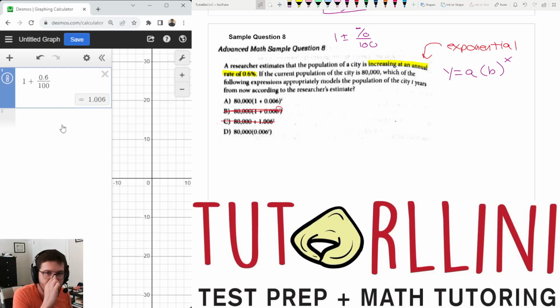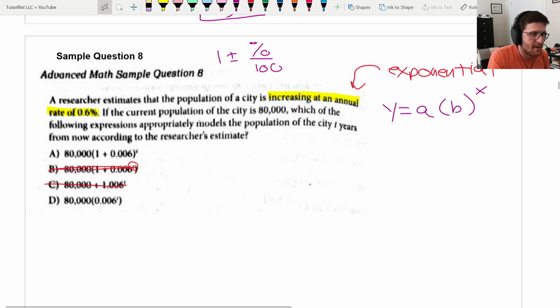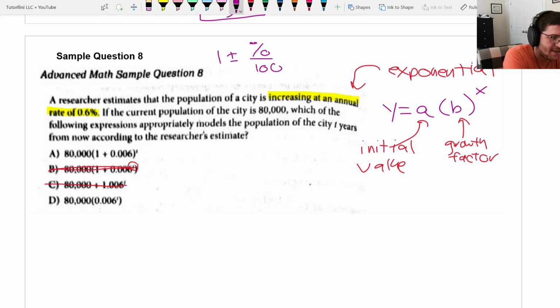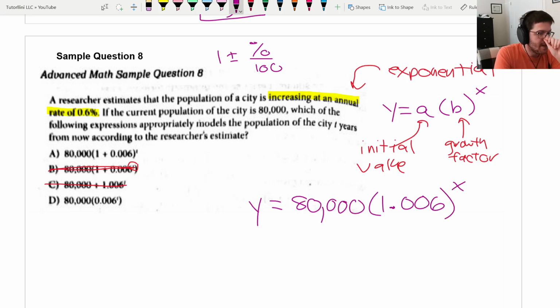So it seems the percent multiplier, 1 plus 0.6 divided by 100, is 1.006. So that percent multiplier is going to be your b, your growth factor. And then the a is going to be the initial value, the initial population. So the initial value of the population is 80,000. So I can write y equals 80,000, and then my growth factor is the percent multiplier, 1.006 to the x.